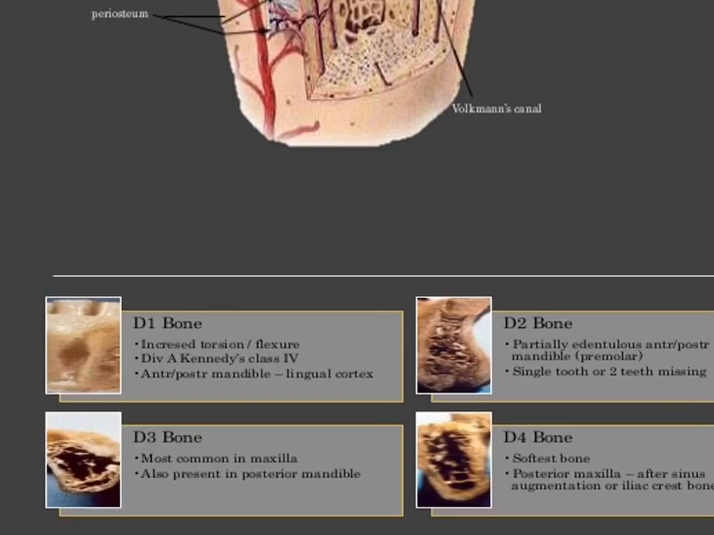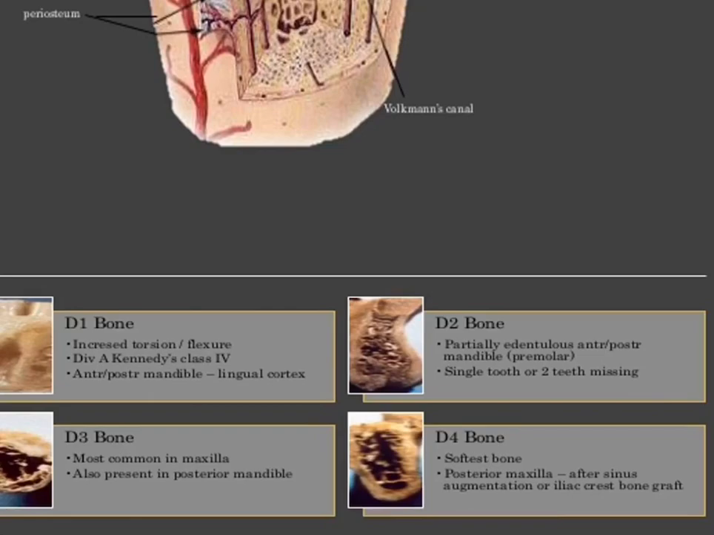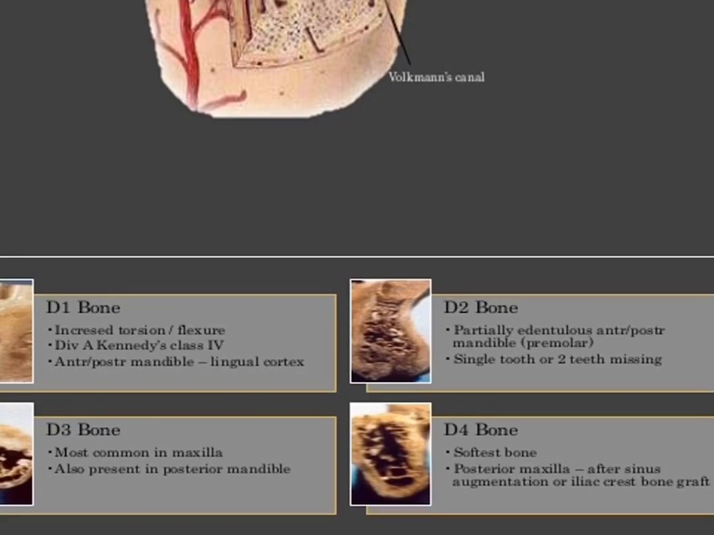Also now inculcation of a D5 bone has been given. D1 bone is the densest bone, which is seen mainly in the anterior mandible in the lingual cortex. And D2 bone, when we talk about, it has a partially edentulous anterior, which is mainly made up of cortical bone, but it is cancellous to an extent in the center.